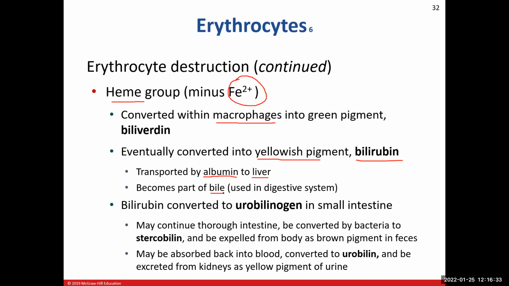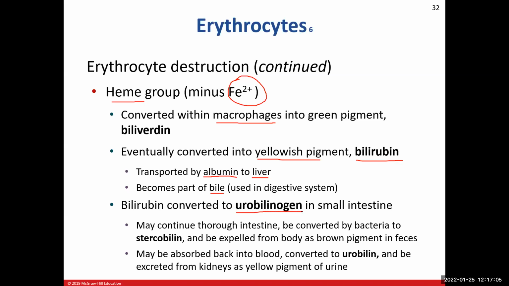Remember bile? Some of you are familiar with the gallbladder. You may have lost your gallbladder. But it's the liver that produces the bile, and it's the gallbladder that stores and concentrates it. So we're going to use this bilirubin and make it part of the bile, and we'll dump it into our digestive system. Now, when the bilirubin makes it to the small intestine, it gets converted into a different substance called urobilinogen.